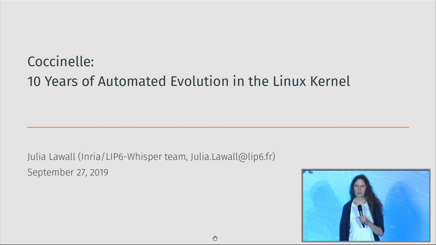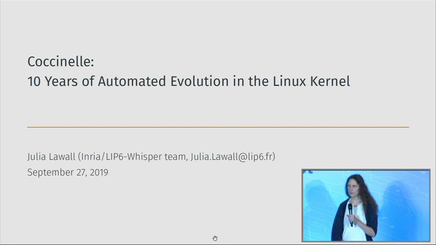So I'm going to talk about Coccinelle. Coccinelle is a tool that we've been developing over the past 10 years or a bit more. The goal of Coccinelle is to help you update your software automatically. Also, you can use it to find bugs. The goal in general is to help deal with really large code bases.